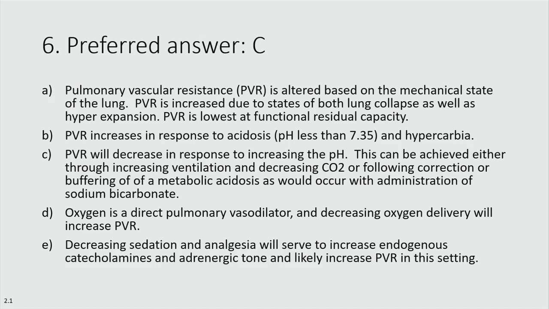Amy? Yeah, I think the keys here are, what are your modulators of pulmonary vascular resistance? pH and PCO2 are certainly key players. So changing ventilation to decrease CO2, bicarb in this scenario to increase your pH. The other ones are a little bit tricky. Oxygen's definitely a direct pulmonary vasodilator, and in this setting, to lower PVR, you want to keep your FiO2 at the highest that you possibly can. And you may even be reaching for other pulmonary vasodilators like nitric oxide.